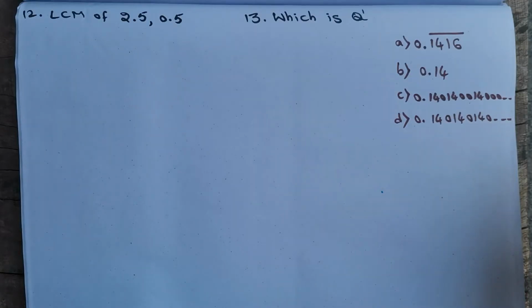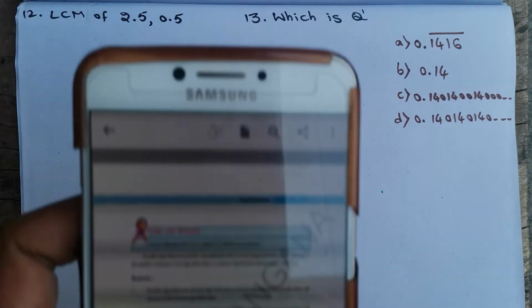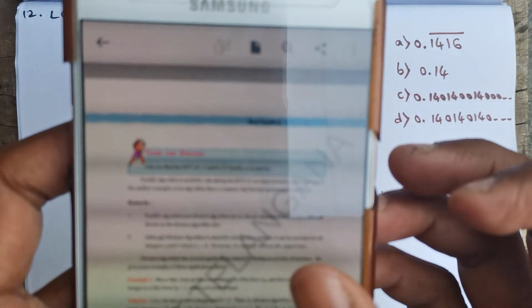Next, question number 12: find the LCM of 2.5 and 0.5. We know how to solve the LCM and HCF of the given numbers. But when it comes to decimals, most of the students avoid practicing these kinds of questions. But these kinds of questions are there in our 10th class maths book. Observe this question once.